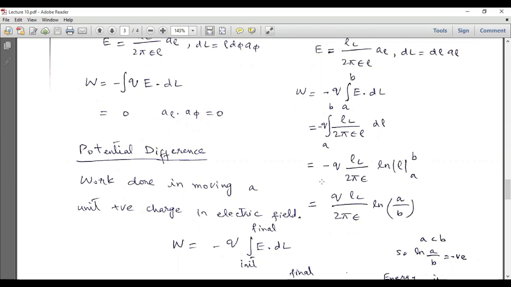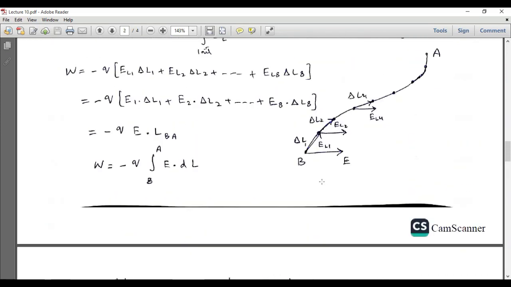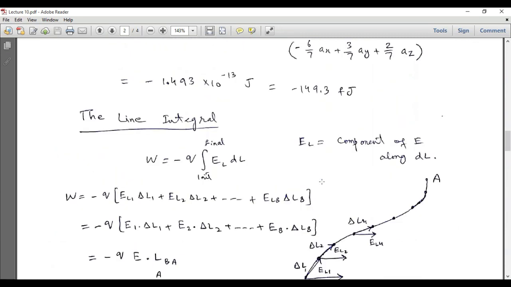So that is all about the mathematical formulation and physical explanation of work and energy and line integral. I hope you have understood these concepts of work and energy in the electrostatic fields.